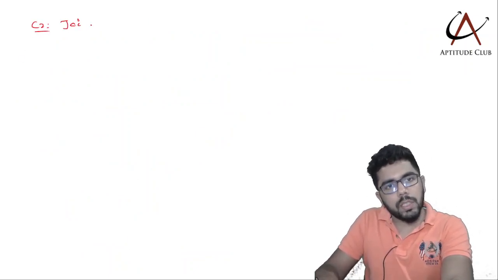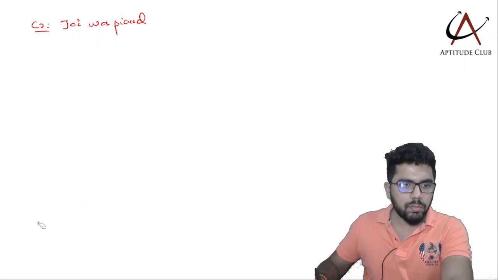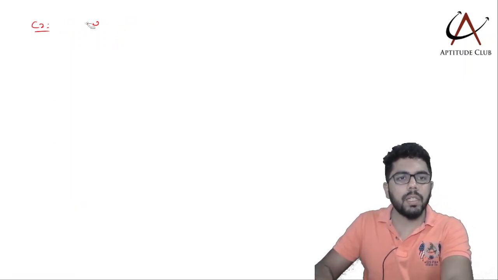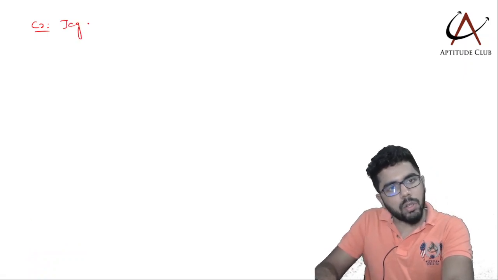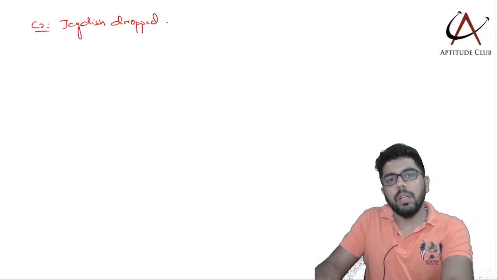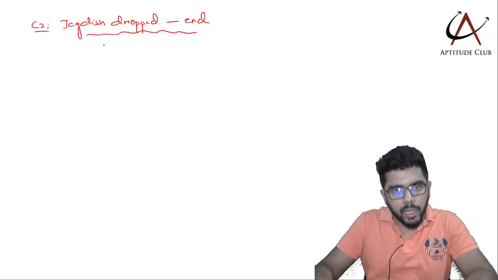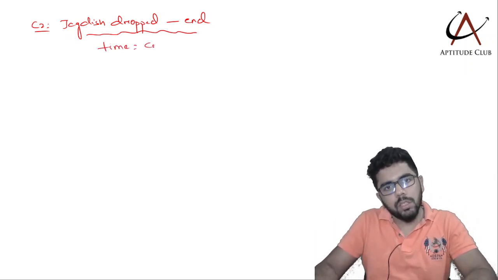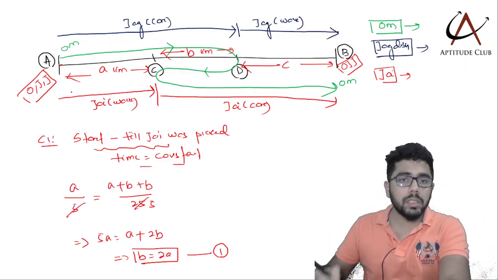From the point till J was picked, or let us say, we can take it in this way. From the point Jagdish was dropped until the end, the time instant when Jagdish was dropped till the time the journey ended, I can again treat time as constant because that is a fixed duration. And in that duration, what is the distance that Jagdish traveled?